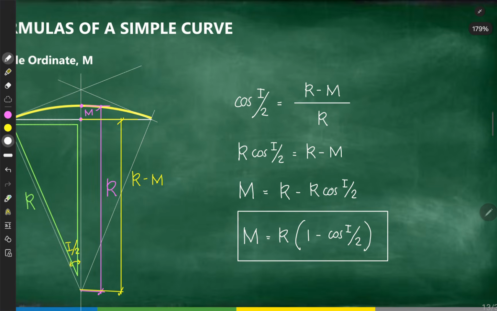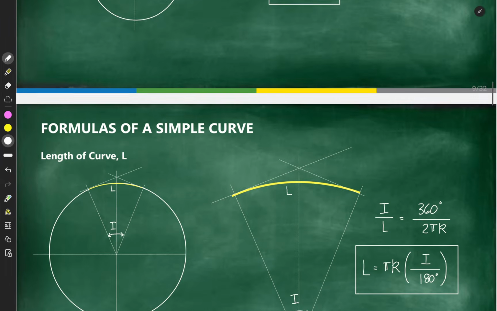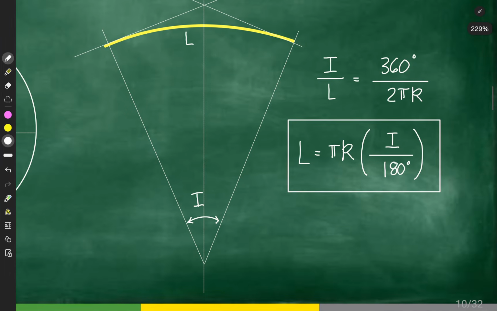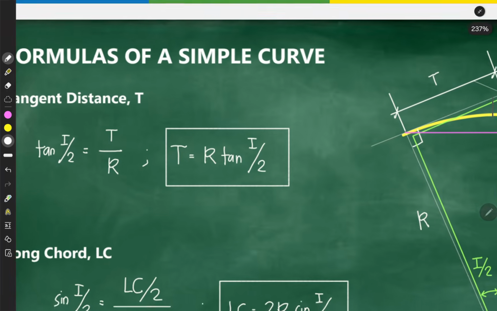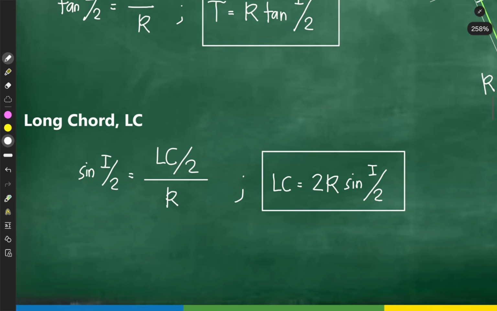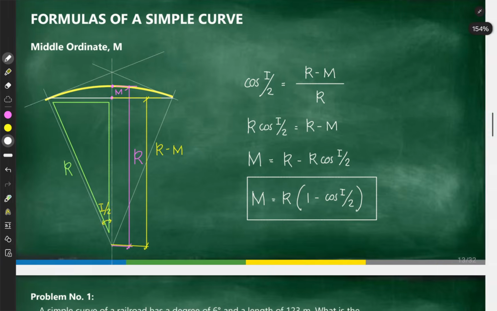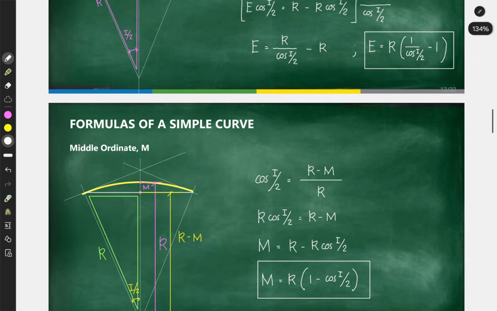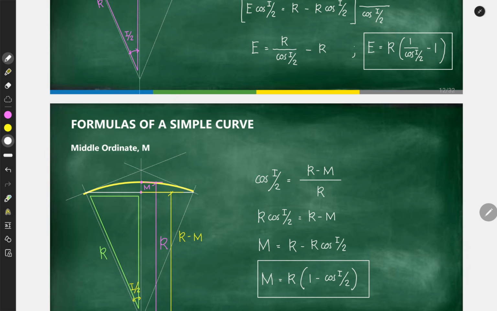And these are the formulas that we will be using in connection with our simple curve. Again, for our length of curve, so this is our formula. For our tangent distance, for our long chord, for our external distance, and for our middle ordinate. So these are the formulas that we will be using for a simple curve. For the continuation of our discussion, we will be solving sample problems in connection with our simple curves.